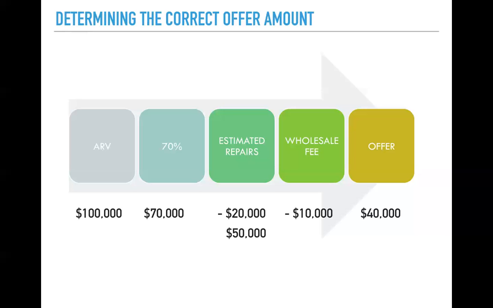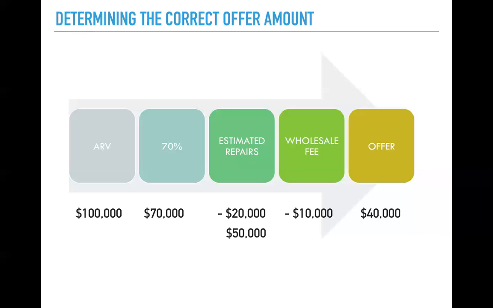So that's just a visualization of the math that I was talking about earlier. Once we get a counter offer, we find out our ARV, we find out what the repairs are, a good estimation of the repairs as accurately as we can get it without having to have an inspection or anything like that. And then subtract our wholesale fee, and then there's the offer.